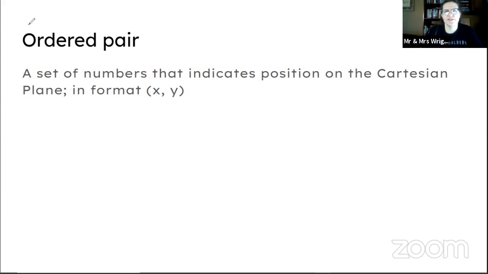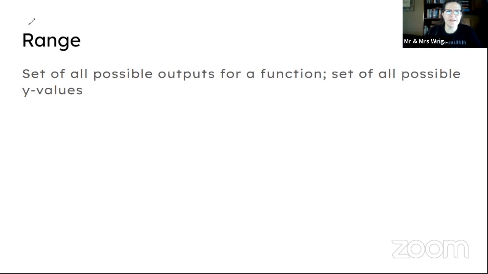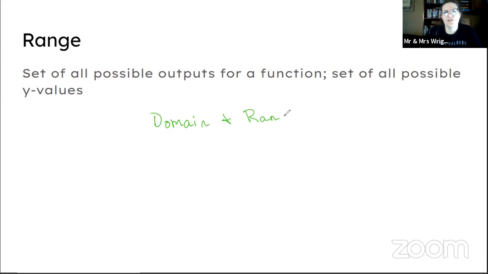All right, range. We talked about domain being all the values of X that are possible. Range is all the possibilities of Y, or the output. So I always hear it, domain and range. And you can remember that because you always hear it X and Y. So range is the Y value possibilities, and domain is the X value possibilities.